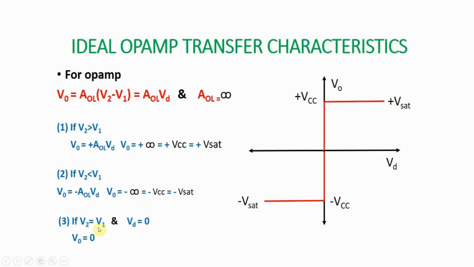And if V2 is equal to V1, meaning the non-inverting voltage is equal to the inverting voltage, and Vd is equal to 0, then what is the output voltage? 0. From this characteristic we can understand, if Vd is equal to 0, then the output voltage is also 0. If V2 is greater than V1, then the output voltage is plus V saturation. And if V1 is greater than V2, then the output voltage is minus V saturation. This is the ideal transfer characteristic of the op-amp.